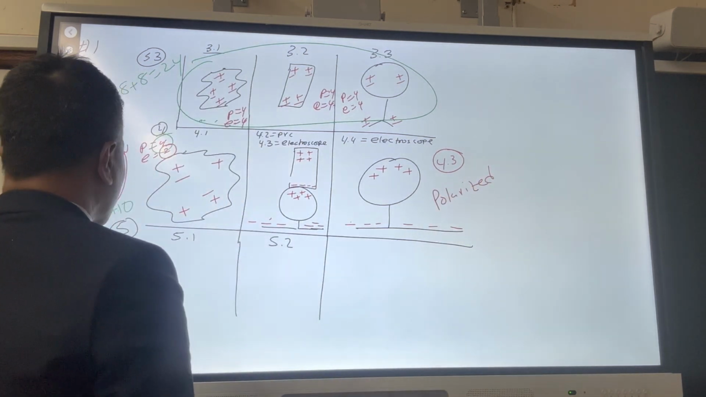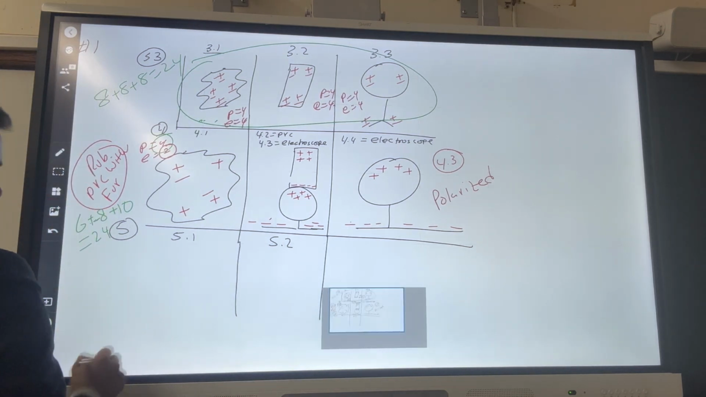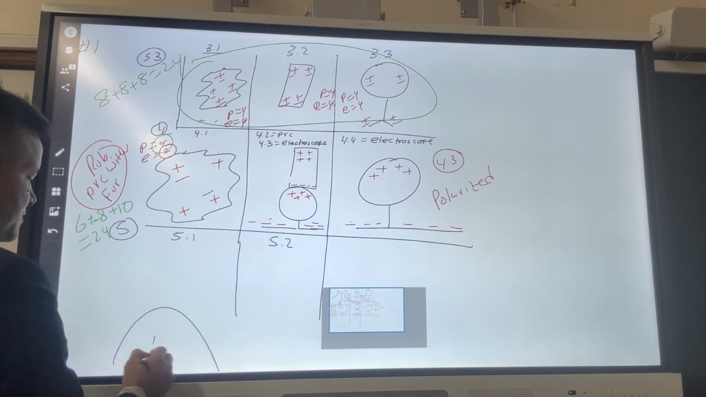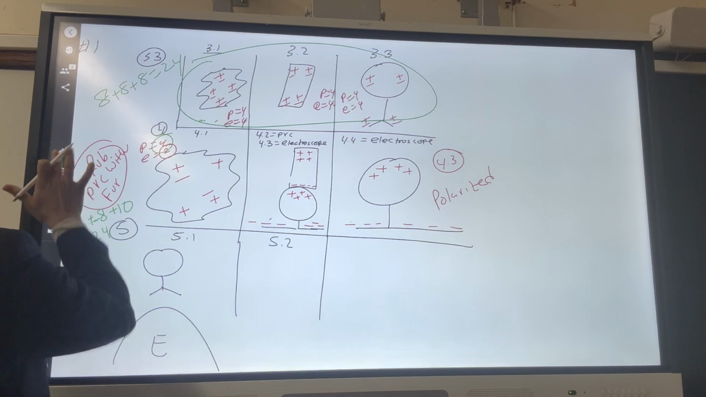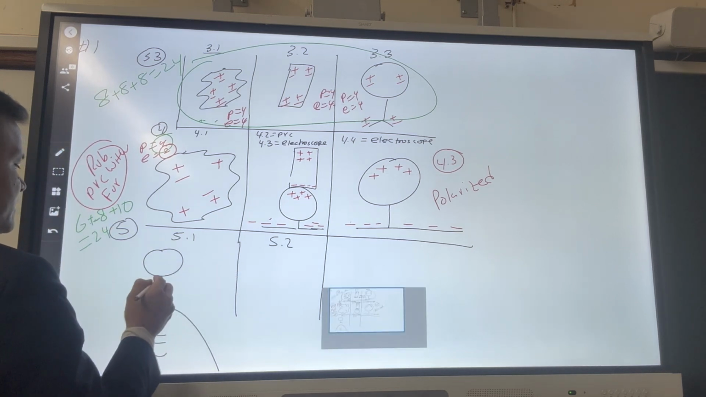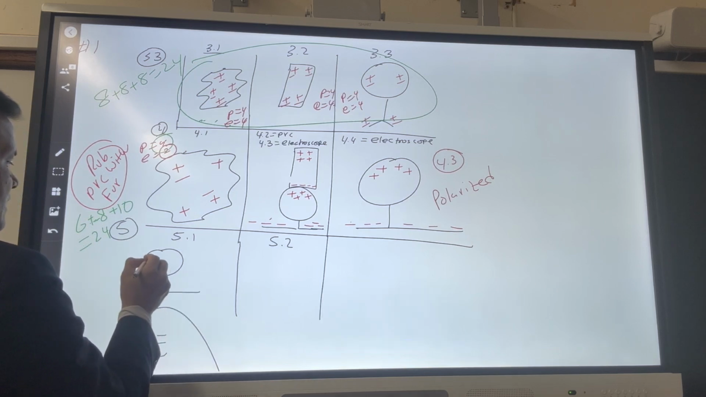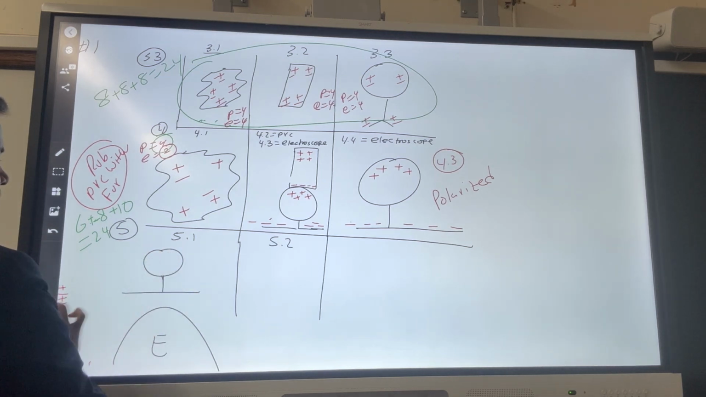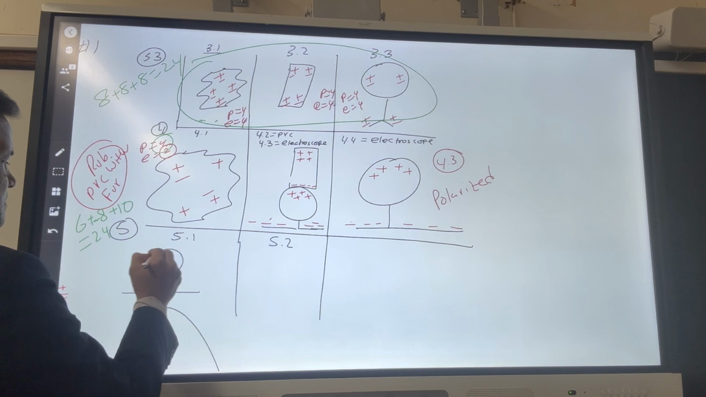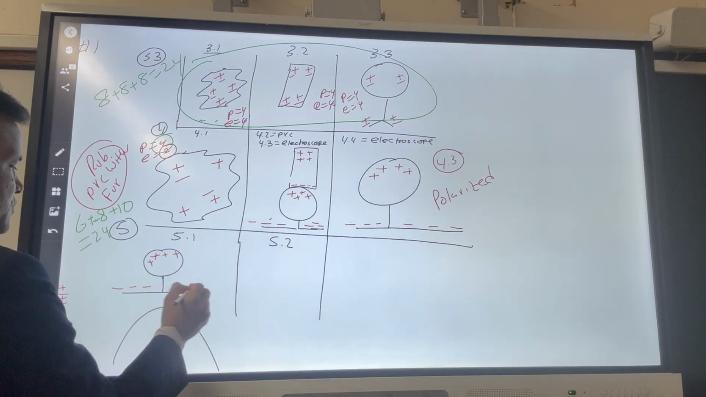Now, scenario 5.1 is similar to scenario 4.3. Why is that? Because, of course, we're going to ground it, but we haven't grounded yet. So it does look exactly like scenario 4.3. Plus plus plus plus. 1, 2, 3, 1, 2, 3.